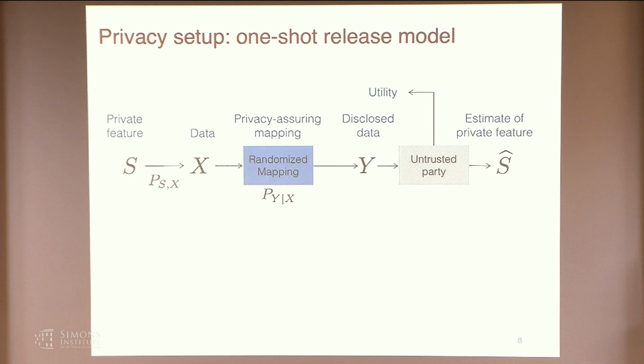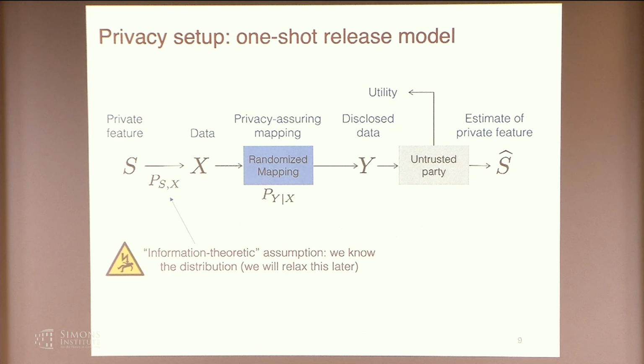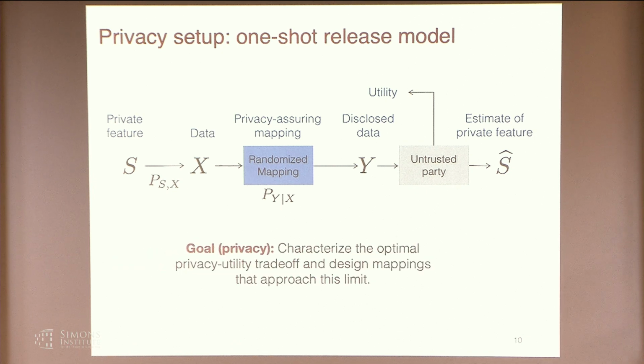Because privacy without utility is cryptography. And at the same time, this untrusted party will try to infer something about your private feature. And I'm going to make an information theoretic assumption in this talk. And this information theoretic assumption is that we know this distribution here. We're going to relax this a little bit later. But for now, just for the purpose of introducing these metrics, let's roll with that and consider that this distribution is known. So, and the goal today of what I'm going to talk about next is to understand the optimal privacy utility trade-off and try to design mappings that approach this limit.